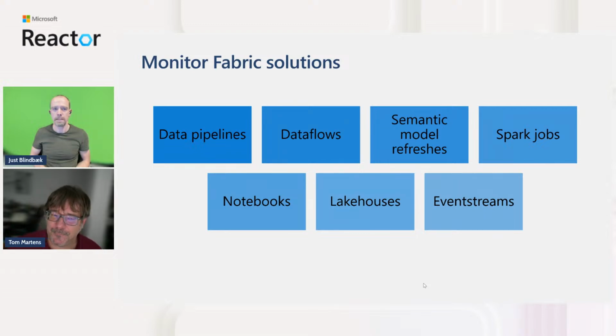Maximize your Fabric capacity. Maybe you start wondering what these guys are talking about? And maybe you are right. If you have the largest available capacity, one pipeline, no dataflows, a single tiny semantic model refresh, and just a Spark job that you run every now and then, probably just for fun, you do not care about lakehouses, you do not care about event streams, then you're probably right to wonder why these two guys are talking about monitoring.